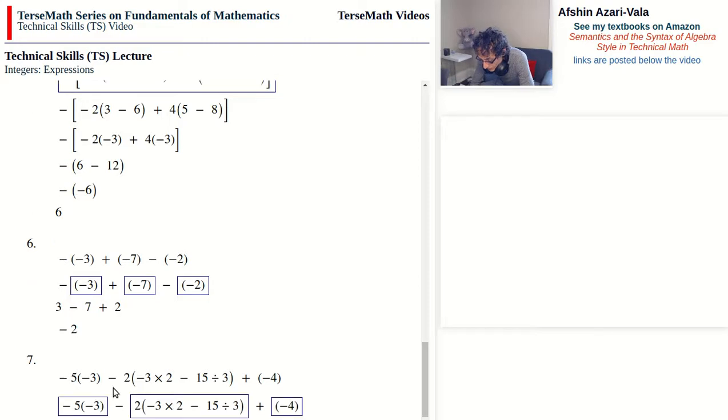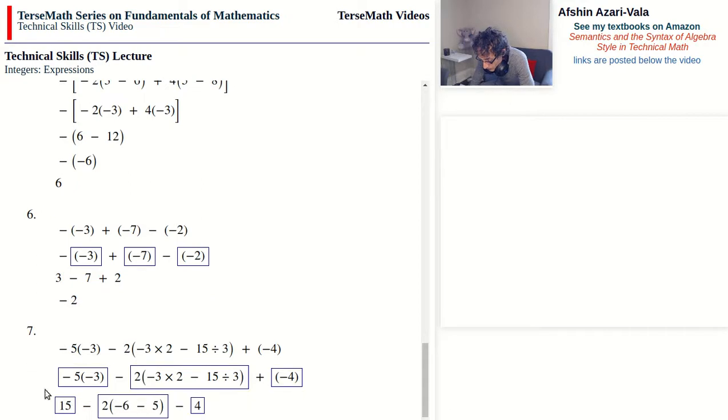Okay, problem 7. Now this one has 3 terms. The subtraction here and the addition here break it down into 3 terms. Term number 1 can be worked out pretty quickly. 2 negatives make a positive, and 5 times 3 is 15. Term number 2 has 2 factors. 2 is one, and the brackets are the second factor. The second factor has 2 terms, and we work those out to find negative 6 minus 5. And term number 3 can be simplified to just minus 4.